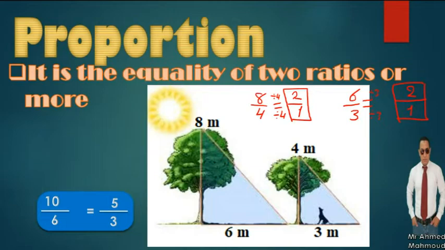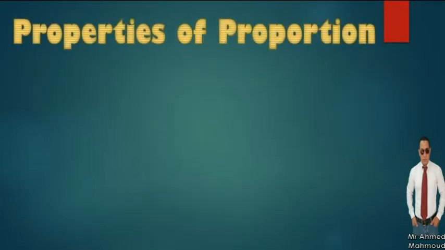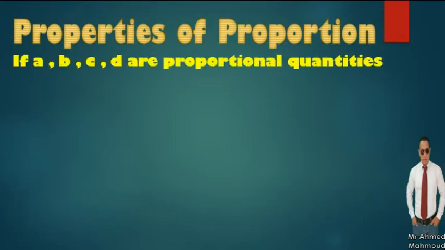Next, I'm going to explain the properties of the proportion. Before explaining the properties of proportion, we need to know the names of the quantities which form the proportion. For example, if A, B, C, and D, as I said, are proportional quantities, here we have A, B, C, and D, four numbers. Then I'm going to put them in a proportional form like this.